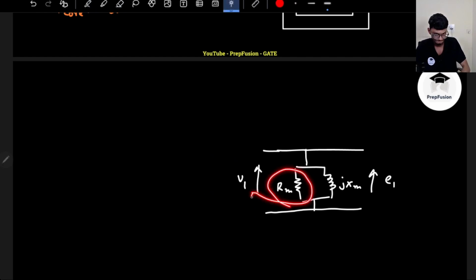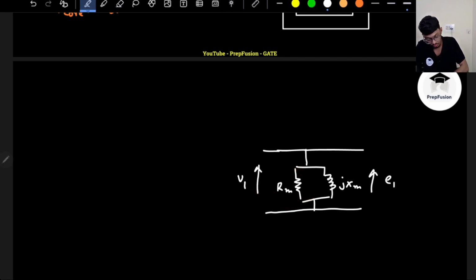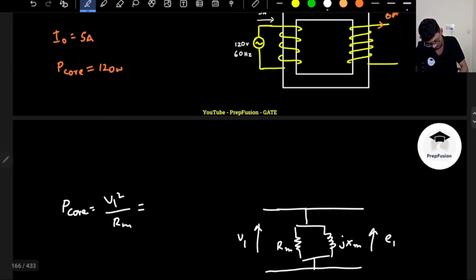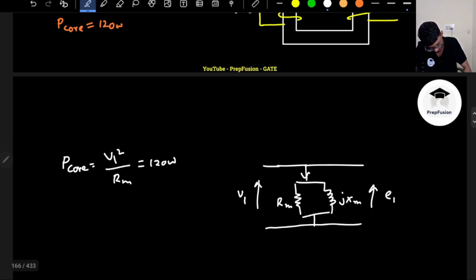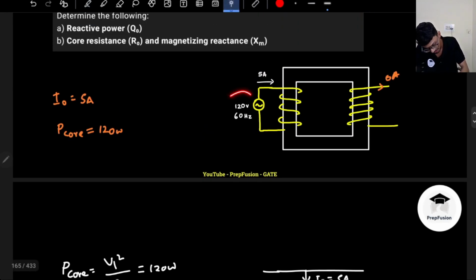I hope you remember where the losses happen. Losses happen here. So what is the loss equal to? I had previously discussed it. P core loss will be the wattful component that happens in the RM, that is equal to V1 squared divided by RM, if you remember. This value they have given me, that is 120 watts. And they have also told me that the no load current is 5 amperes. Some of it will be used for the magnetizing component and the other for the wattful component. Also they have given me the RMS value of the voltage.